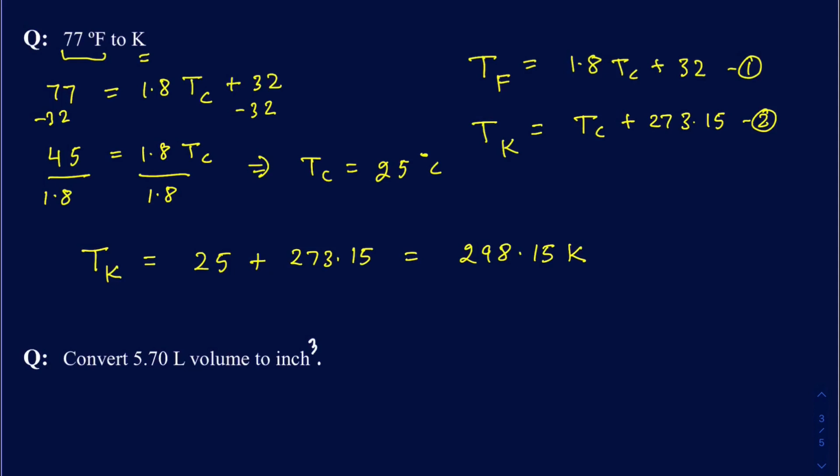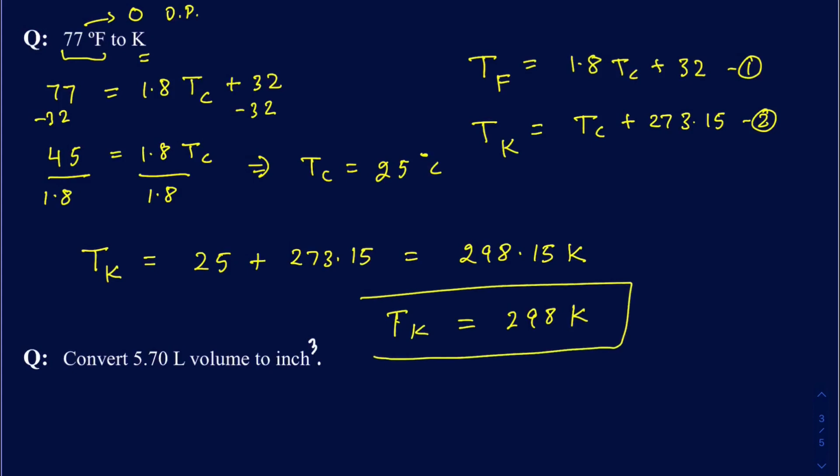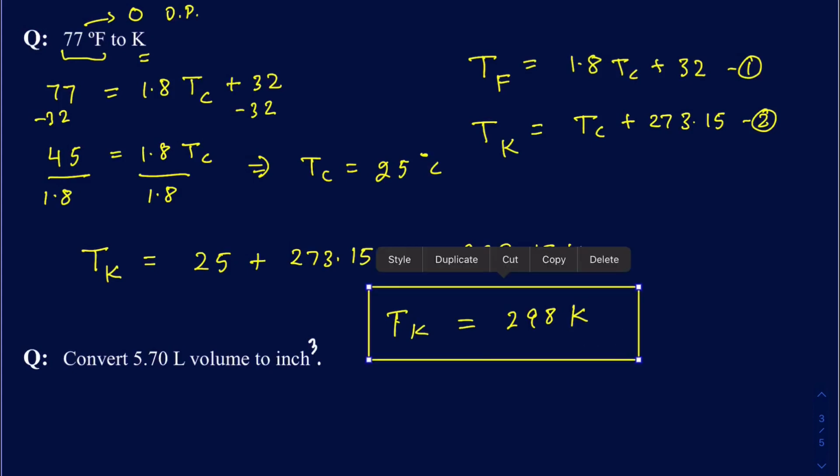If you recall, the addition and subtraction rule talks about the least number of decimal places in your answer. When I look at the number that's given in the question, which is 77, that does not have any decimal place. Since it does not have any decimal place, your answer should not have any decimal place either. So at the end of the day, when I round this, it's just going to be 298 Kelvin. That's going to be the temperature in the Kelvin scale.